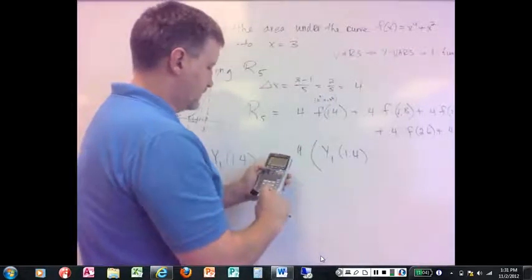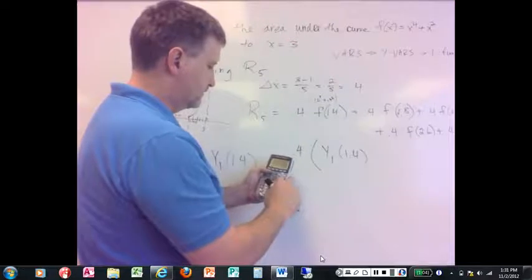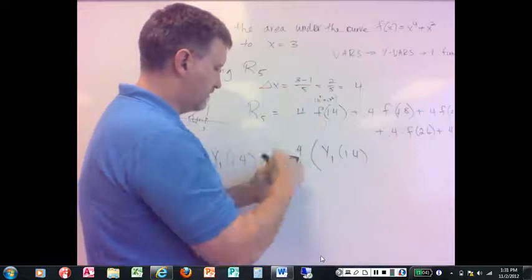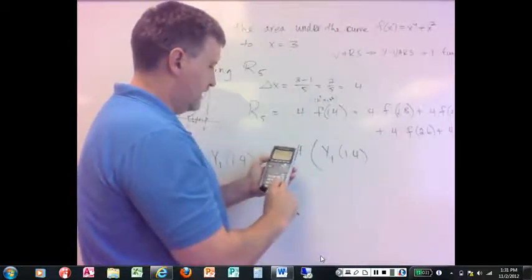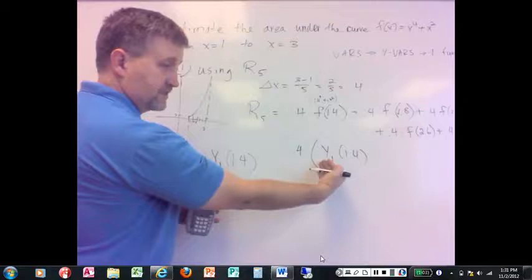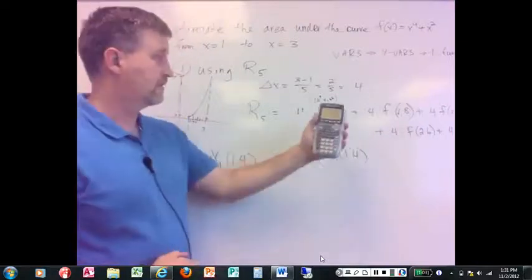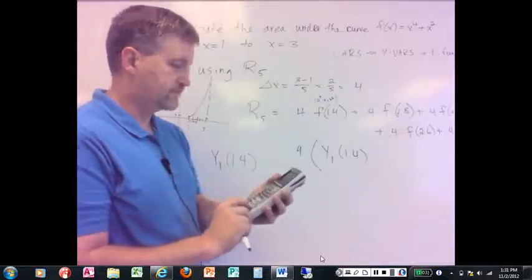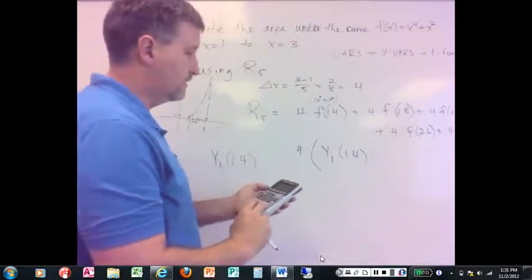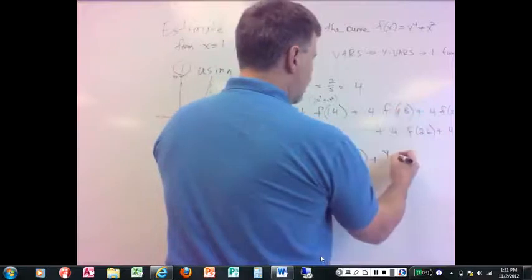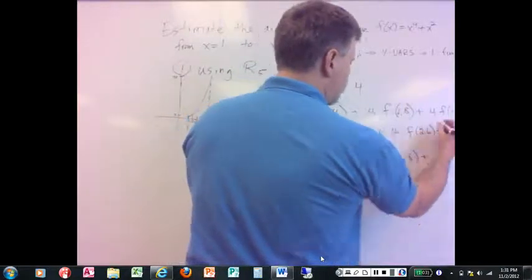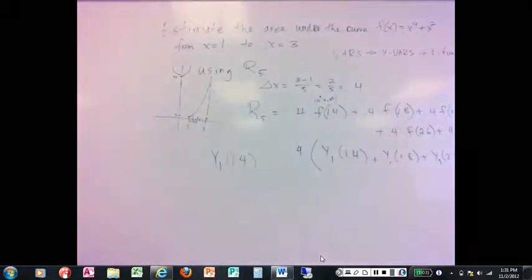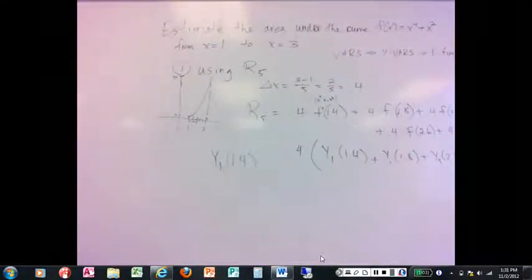All right, so let me start over. I'm going to put in my 0.4, and then parentheses, and then go to that vars, y-vars screen. And then it's just like the function notation. Just put parentheses around your first endpoint there, 1.4. And then we're going to do plus y1 of 1.8, and then plus y1 of 2.2. With me? And it'll do all the work for me there.